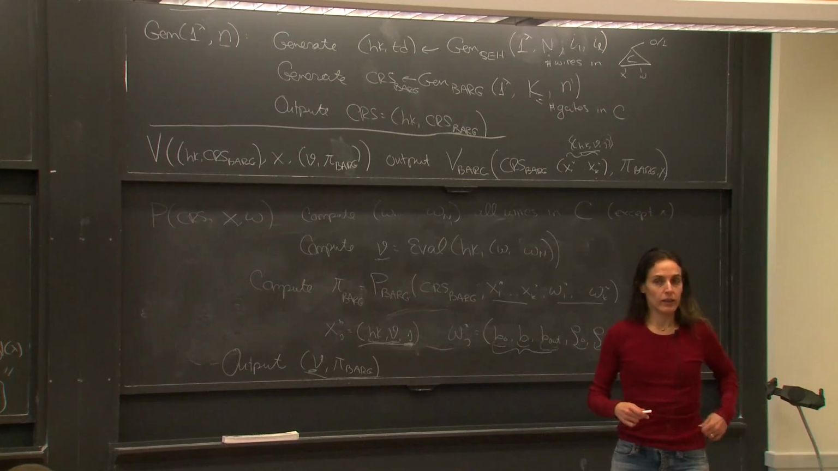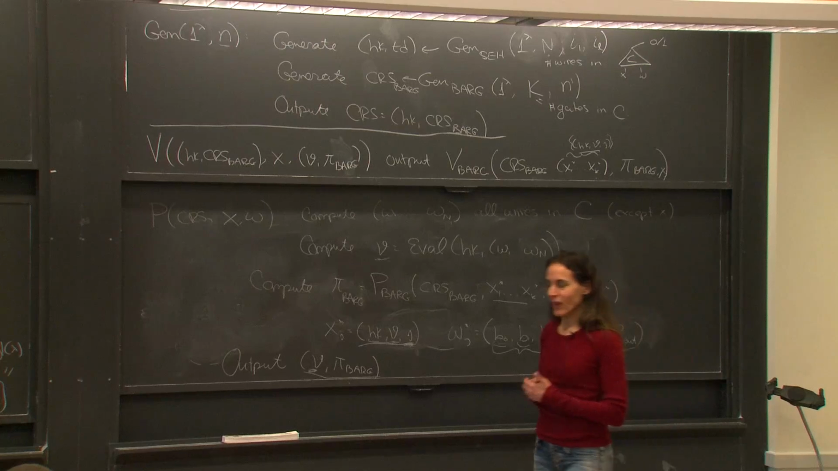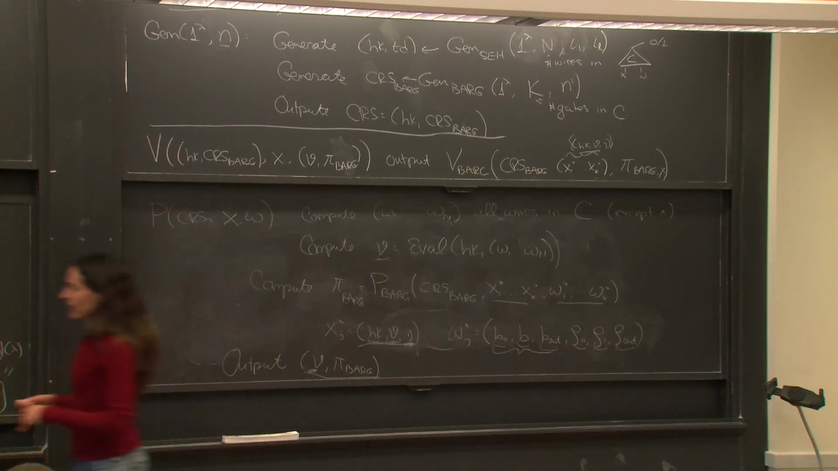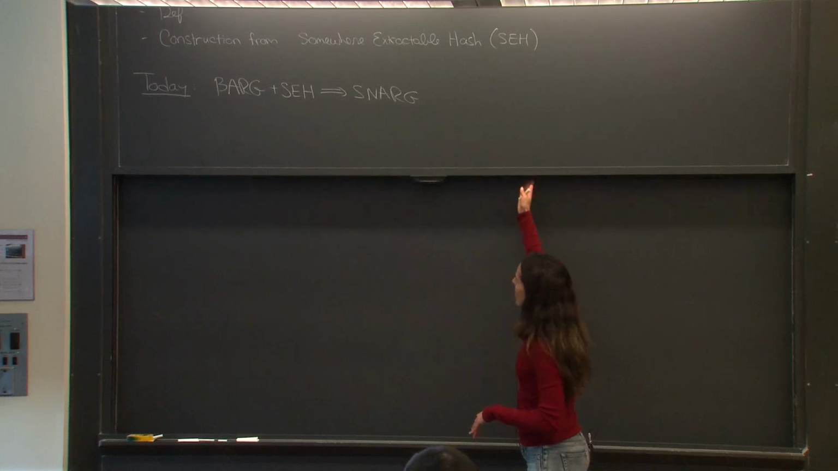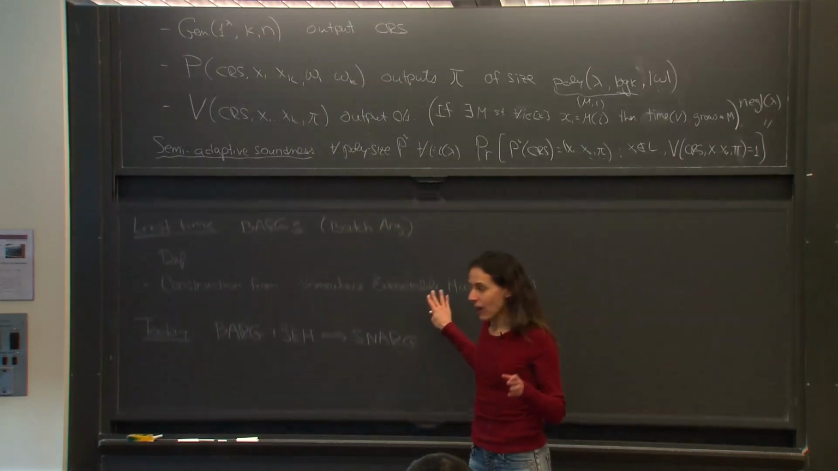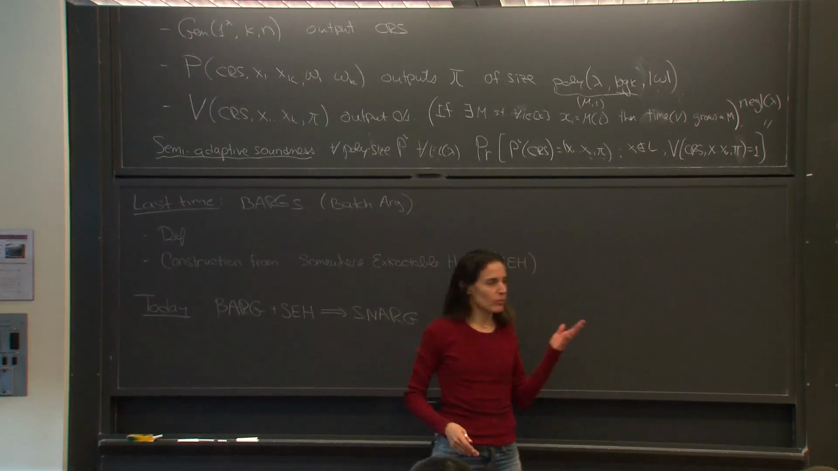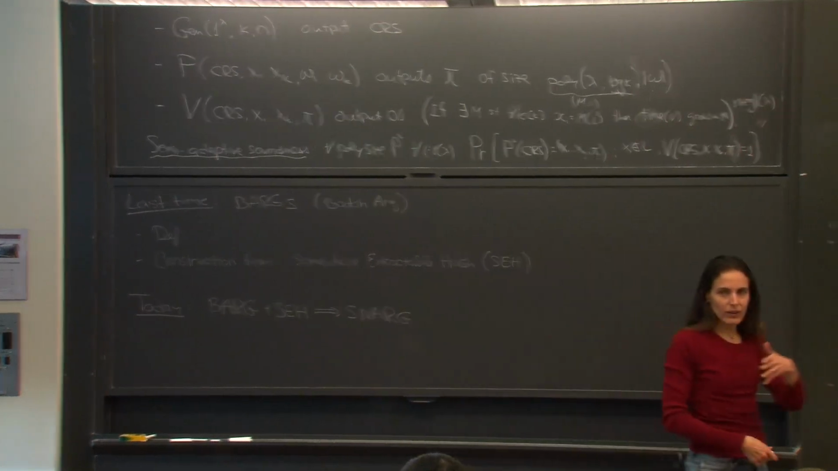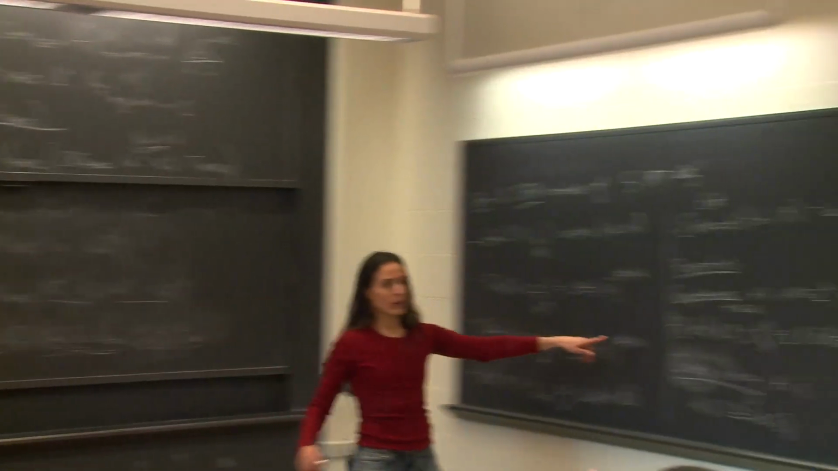Okay, are you ready to talk about analyzing this? Because that's actually the very interesting part. So let's analyze. We need to argue completeness and soundness. Completeness, I don't want to waste our time because it's just trivial. Completeness just follows from the completeness of the BARG and completeness of the somewhere-extractable hash.